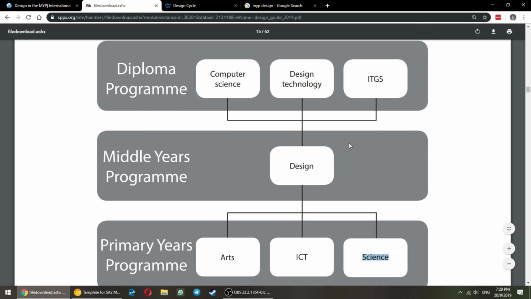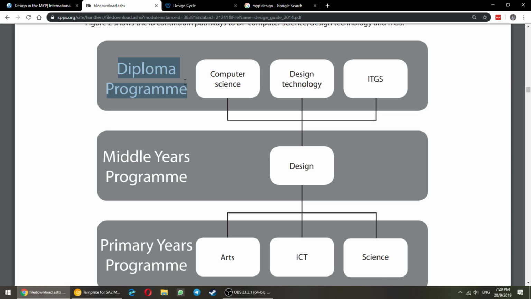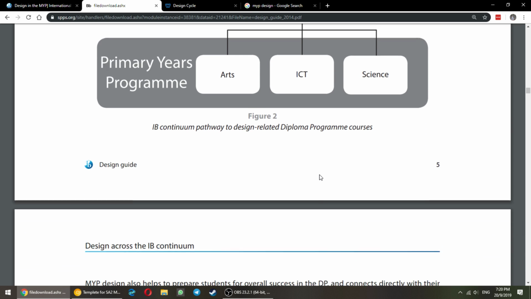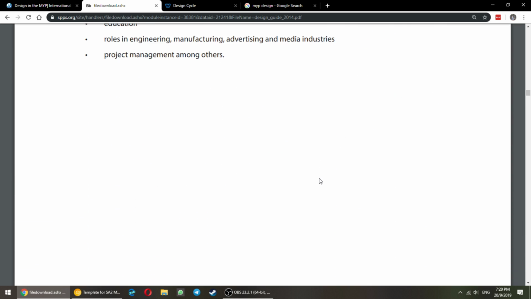Of course, if you go more advanced into the diploma program, which is sort of like a pre-U program, it goes into things like computer science, design technology, and ITGS. All these are more specific and more advanced, while design is more in between, a combination of all of the different things that you need to go into.